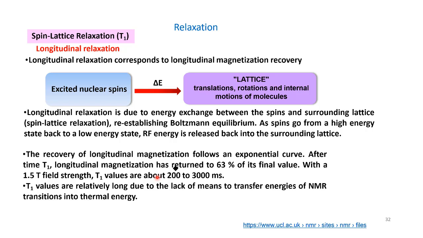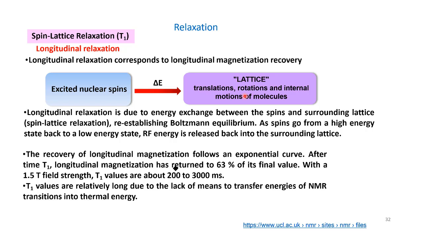So as the spins go from higher energy state back to the lower energy state, the radio frequency energy is released back into the surrounding lattice. That is what we call spin lattice relaxation. So the excited nuclear spin will release the delta E amount of energy into the lattice, that is in the form of translations, rotations, or internal motions of the molecules.